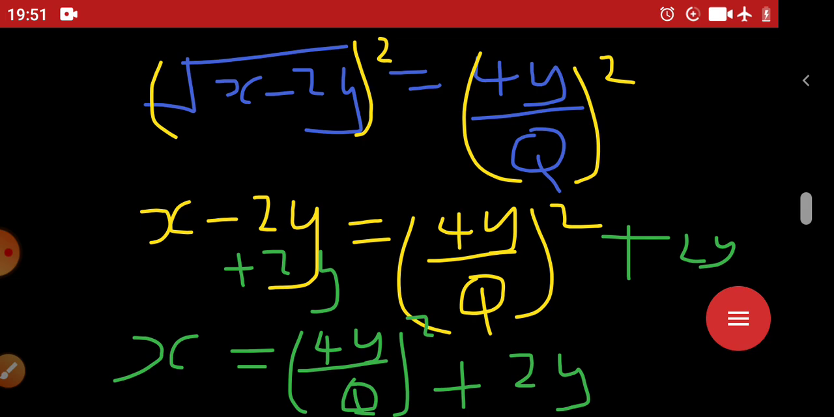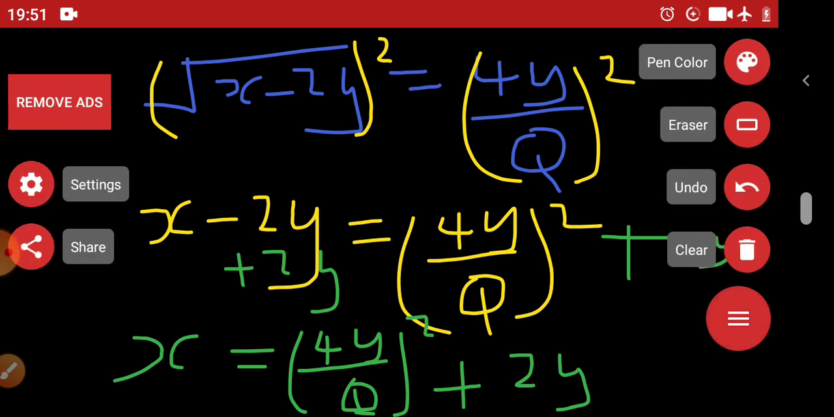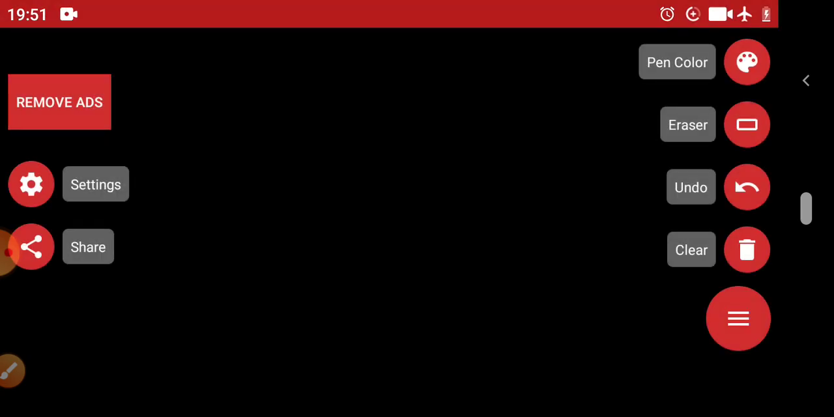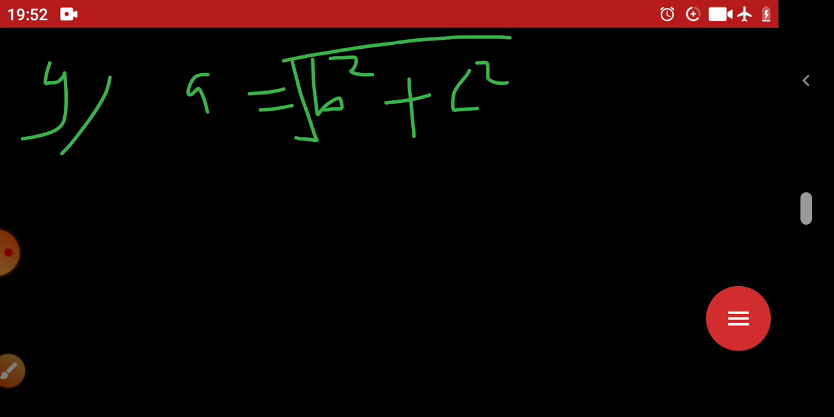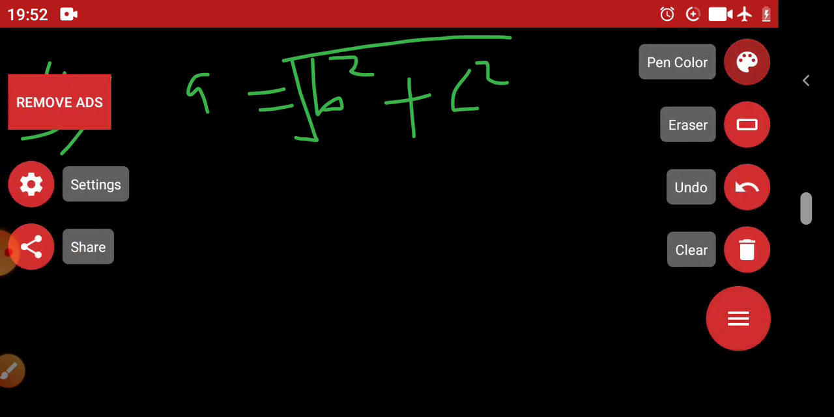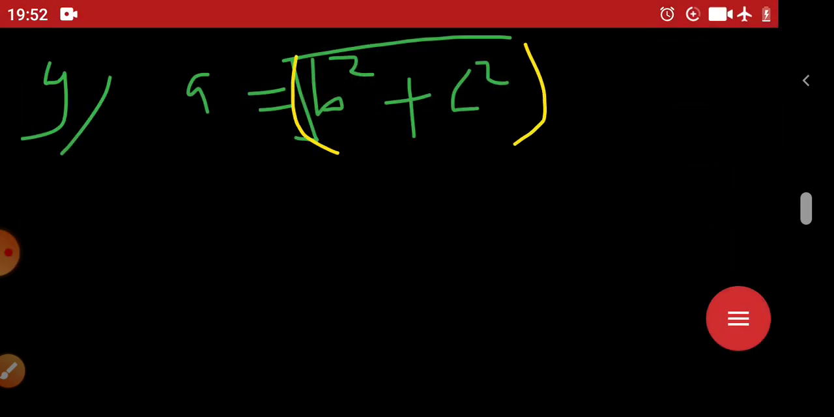Now let's go to G, where we want to make b the subject of the formula. In G we have a is equal to the square root of b squared plus c squared. Since we have a square root, how do we remove a square root? We remove a square root by squaring. So we need to square both sides.